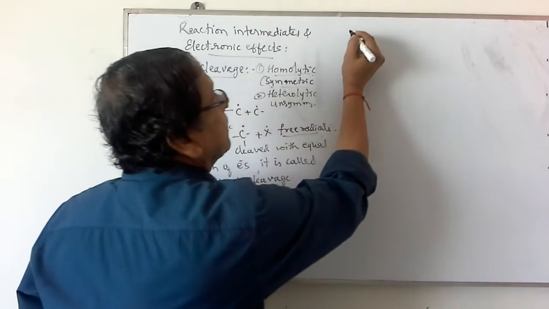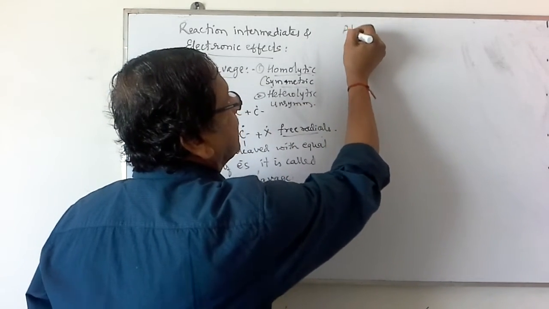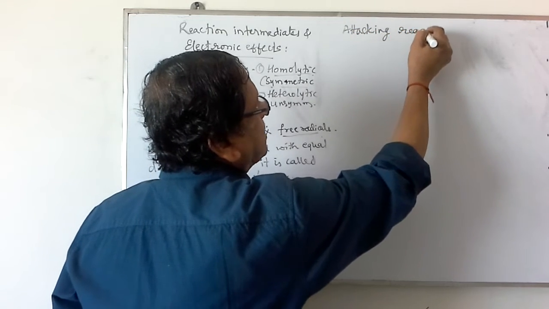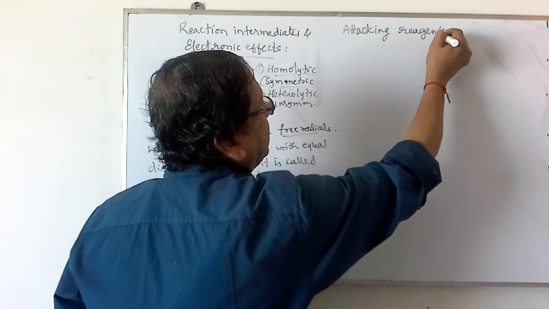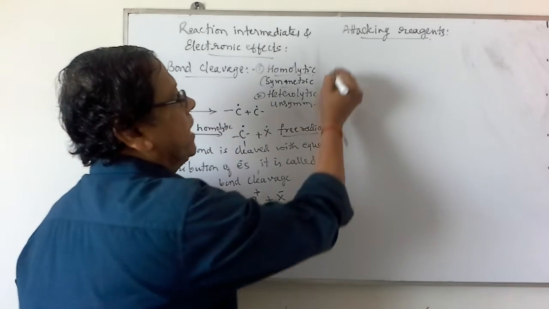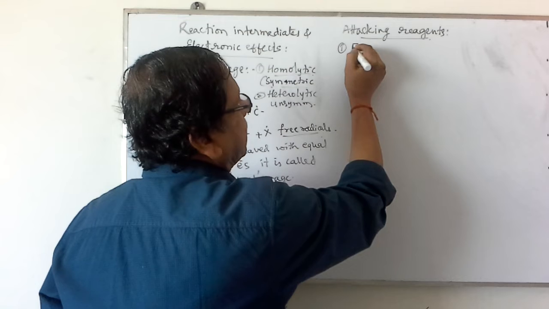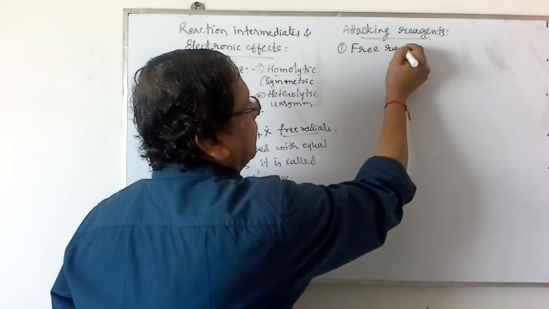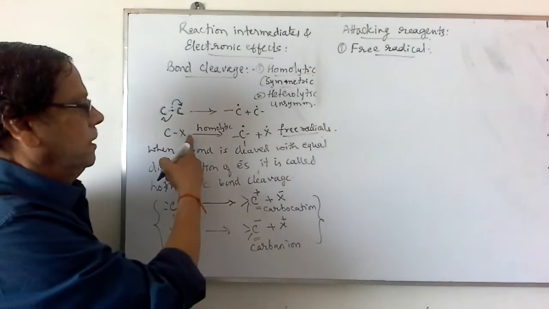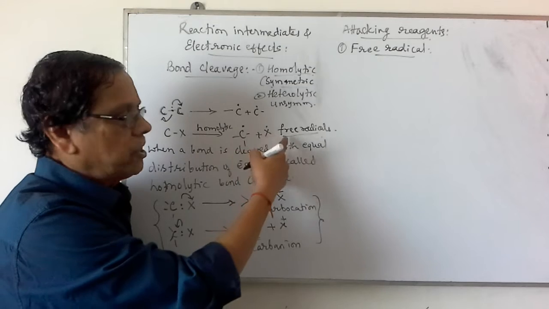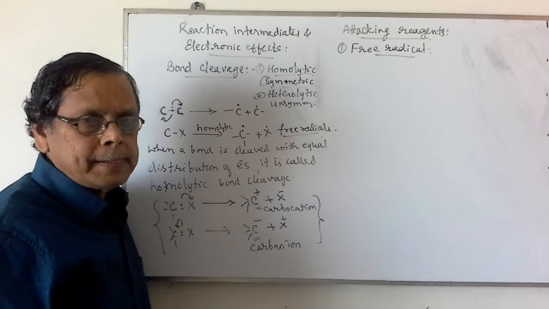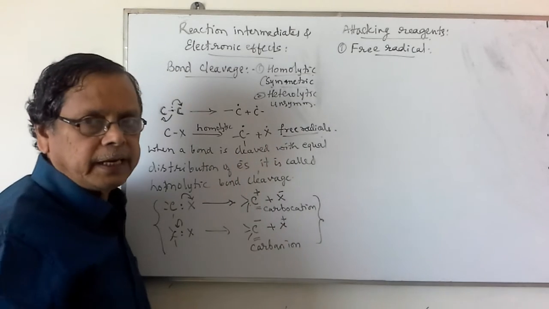So that is about the bond cleavage. Now let us consider one more small topic, that is attacking reagents. There are actually three types of attacking reagents that we come across in the organic reaction. One attacking reagent is the free radical. We have already seen what a free radical is. Whenever there is a homolytic bond cleavage with equal distribution of the electrons, the intermediates will carry the unpaired electrons. When unpaired electrons are present, they are named free radicals.